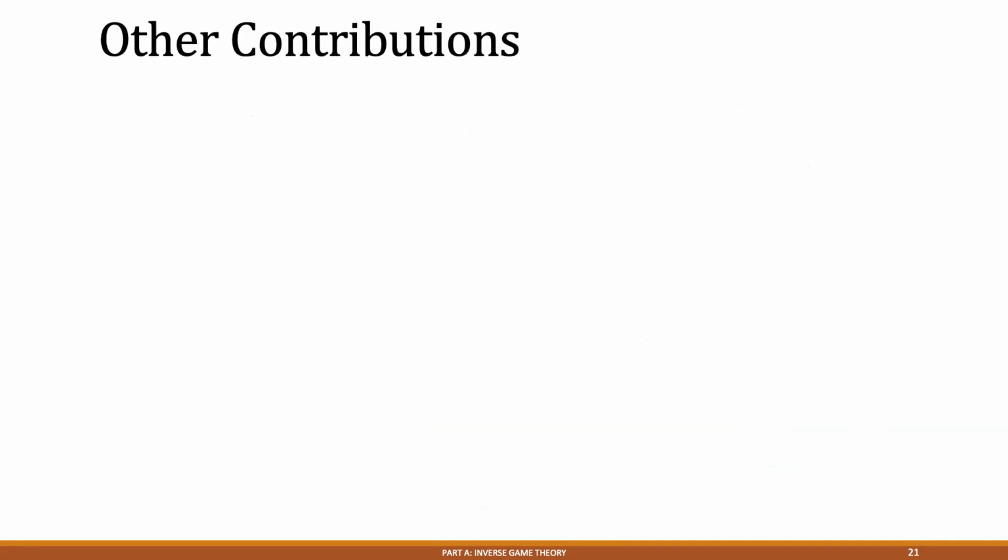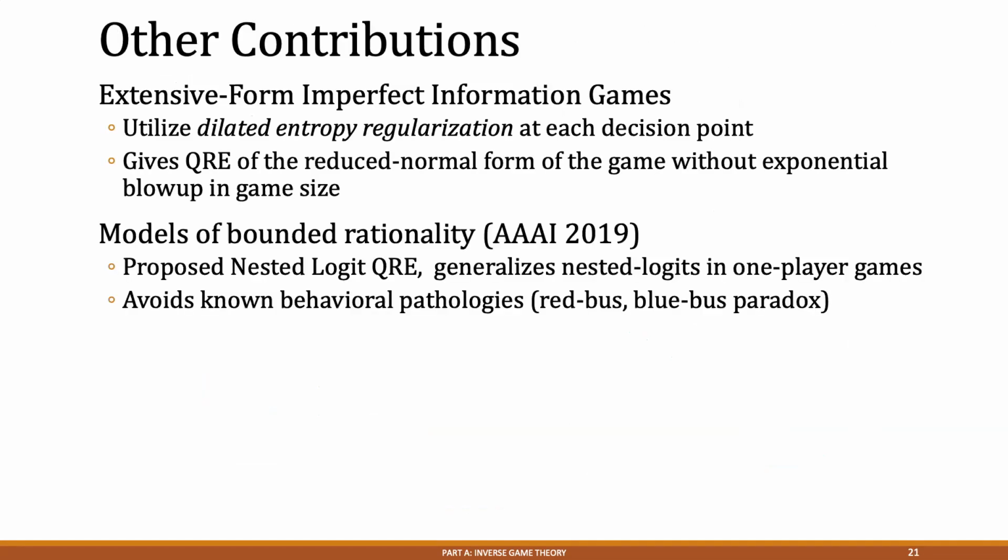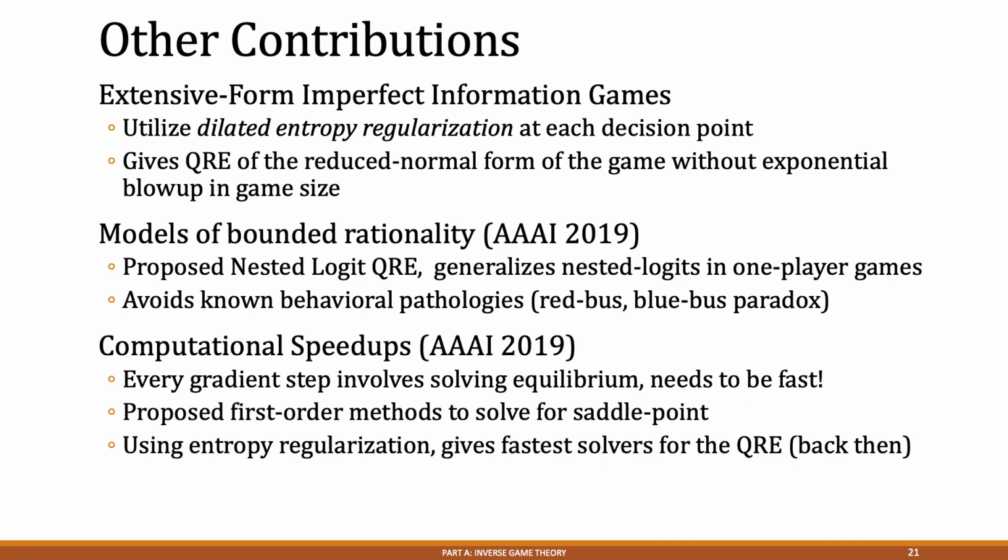So I have a whole bunch of other contributions. I won't get into that in detail. We propose a new model of bounded rationality, something called the nested logit QRE. And it avoids some of the known pathologies in behavioral science, even in the single player setting. So we extended that to the multiplayer setting. We also have some computational speedups using first order methods. Back then, this was the fastest method, 5 years back. Now there are much faster methods based on regret minimization, but yeah, things move pretty quickly.